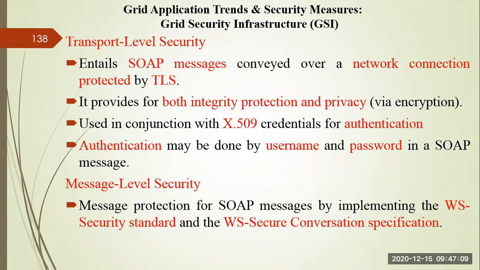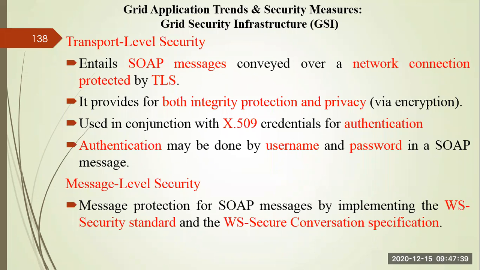Integrity means somebody should not change your data in any interactions. A third person should not change your data, so integrity should not be violated. And transport level security is used in conjunction with X.509 for providing the certificate or the authentication, right? The next one is authentication may be done by username or password in a SOAP message. That is your transport level security.